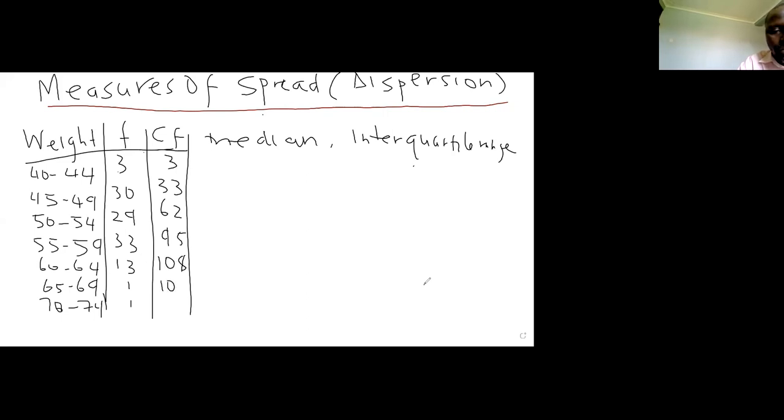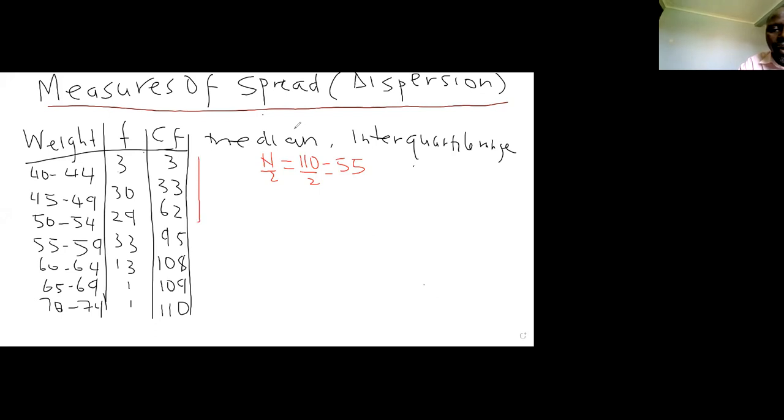And 110. So for median and interquartile ranges, you need this. From here, like before, we look for the median. We said for median, we need n over 2. So it will be 110 divided by 2. So we are saying number 55 is the one we need for median. Isn't it? So looking for number 55, you'll see 33.